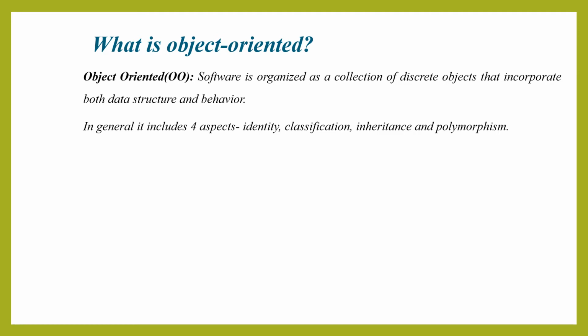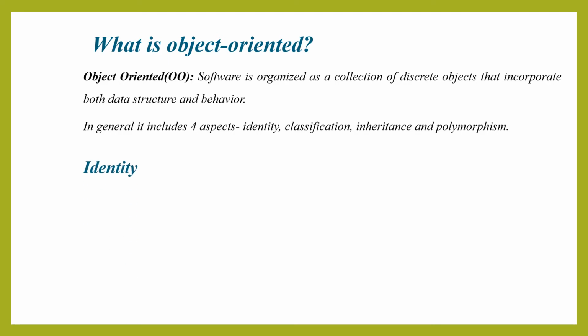We have certain objects and we have some data and behavior. So we are combining those into a software. That is called object oriented. And the general characteristics required by an object oriented approach are identity, classification, inheritance and polymorphism. Let us see these characteristics in detail.